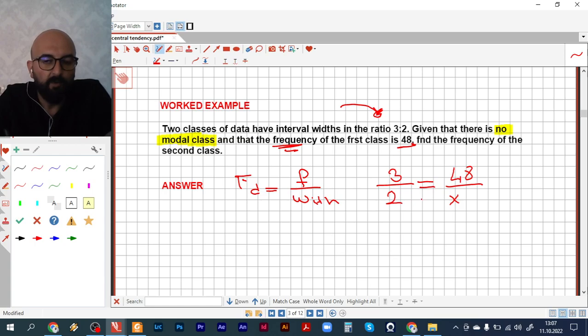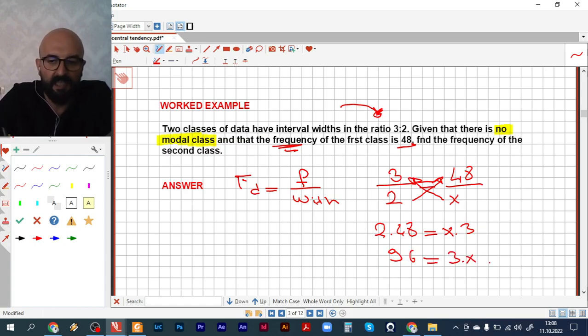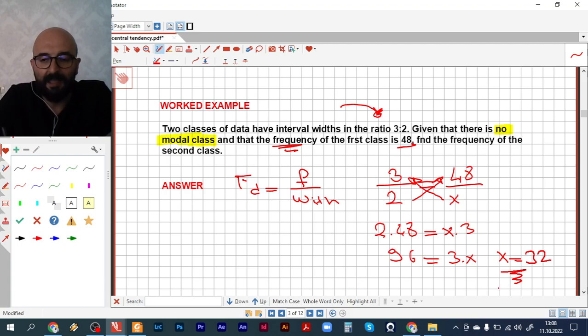Now if we want to find x, we should compute this. 2 multiplied by 48 equals x multiplied by 3, so 96 equals 3x, and x equals 32. The second class has a frequency of 32, because it should have the same frequency density.